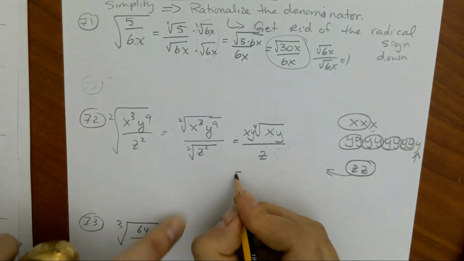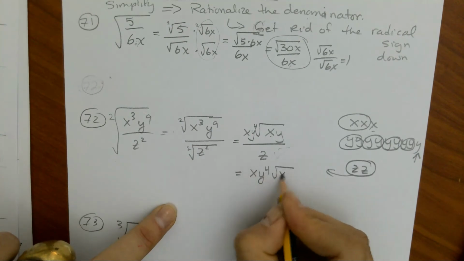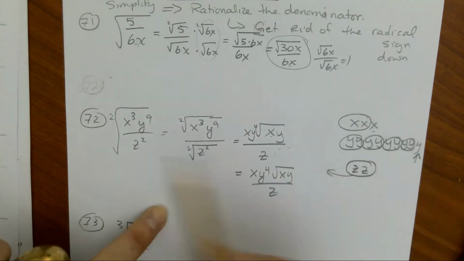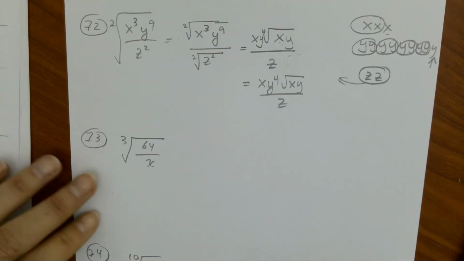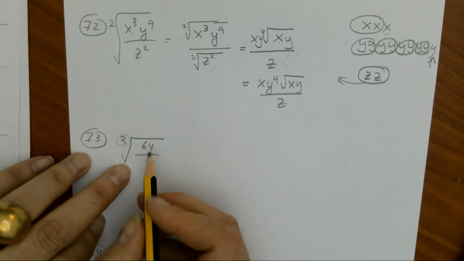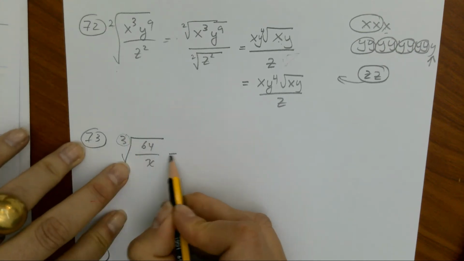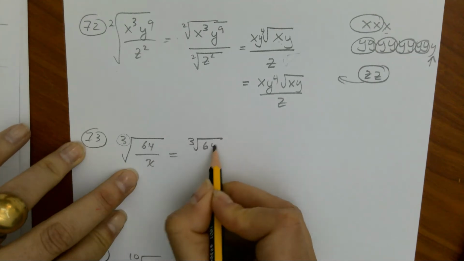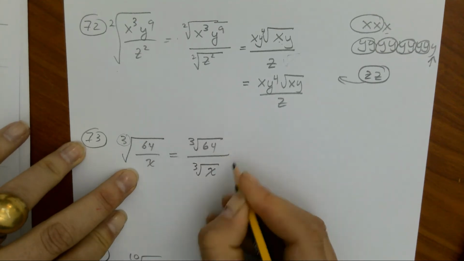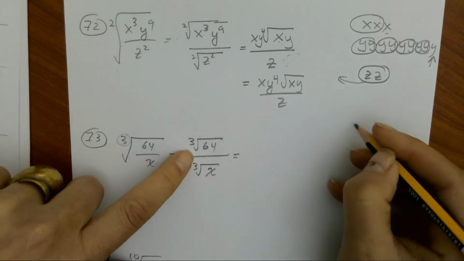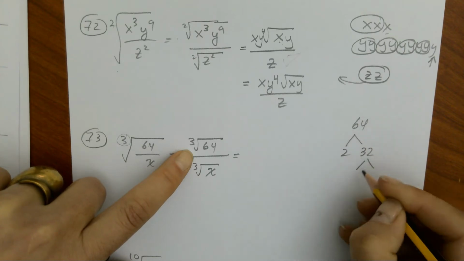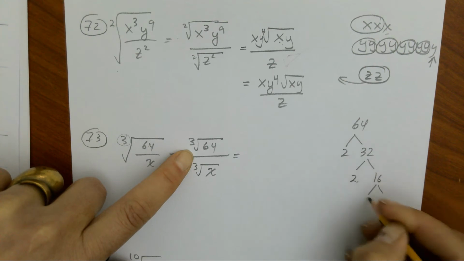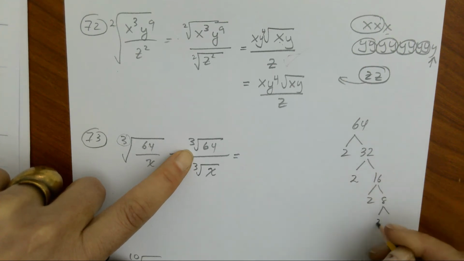So let's just write that so we can see it more clearly. And that's it. This tells you the size of the group to be able to take things out from underneath the radical sign. So next, now we have groups of 3. To take things out, I need groups of 3. First I'm going to separate it. Let's do 64. 64 is 2 times 32, 2 times 16, 2 times 8, 2 times 4, and 2 times 2.